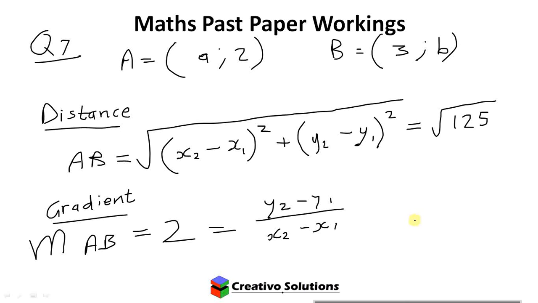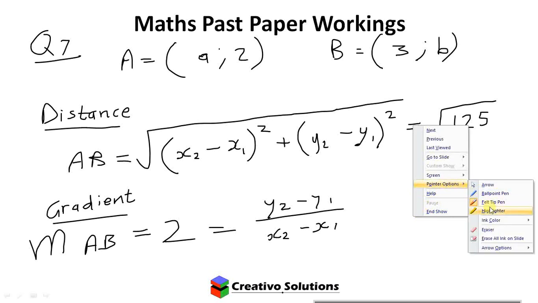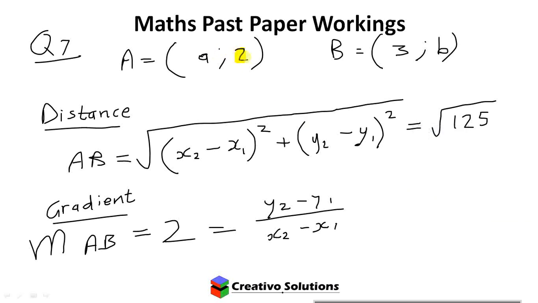So that's understanding. That's reading the question and pulling out what you need in order to complete the question. We've got gradient, we've got distance, we've got points. Right, so now we need to solve. Let's plug in the values that we know. What value do I know? What are we solving for now? For a and b. Okay, so solve for a.